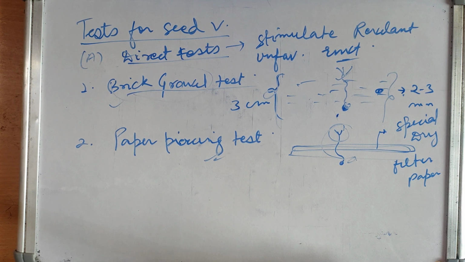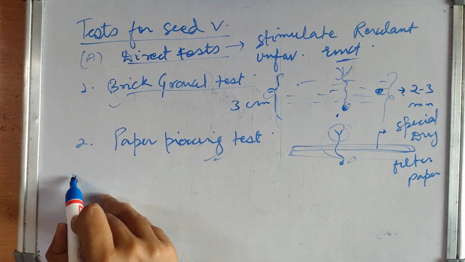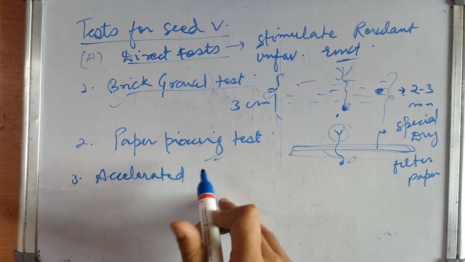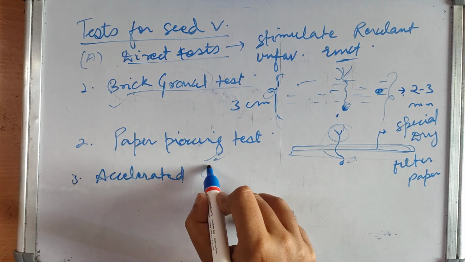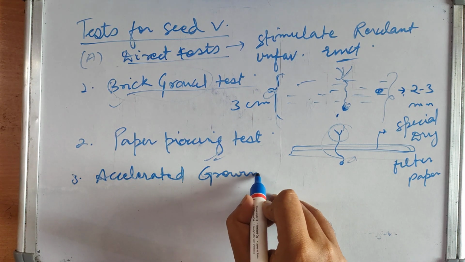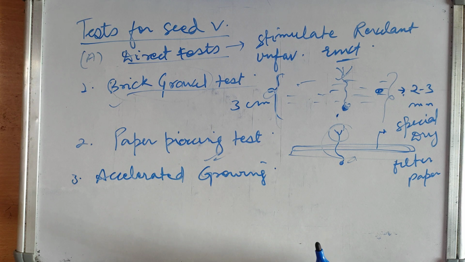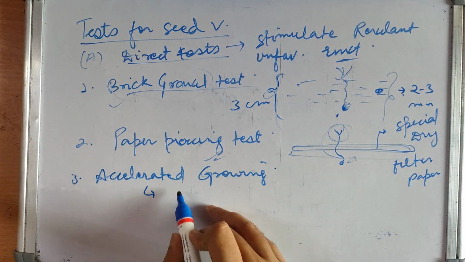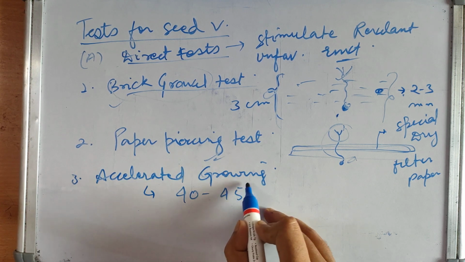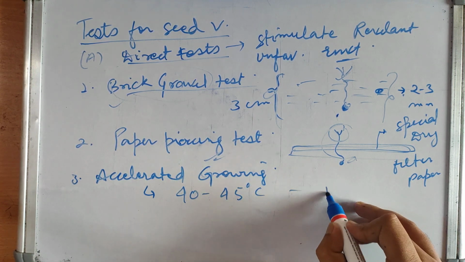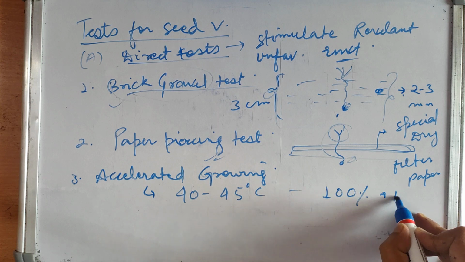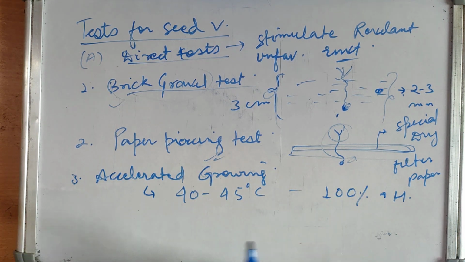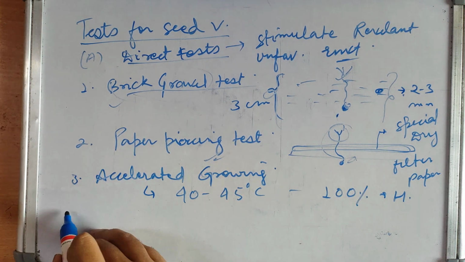Now third one is the accelerated growing test. Here the seed is subjected to a temperature of 40 to 45 degrees and 100% humidity. And in this condition, if the seed grows fast, then the seed is vigorous.